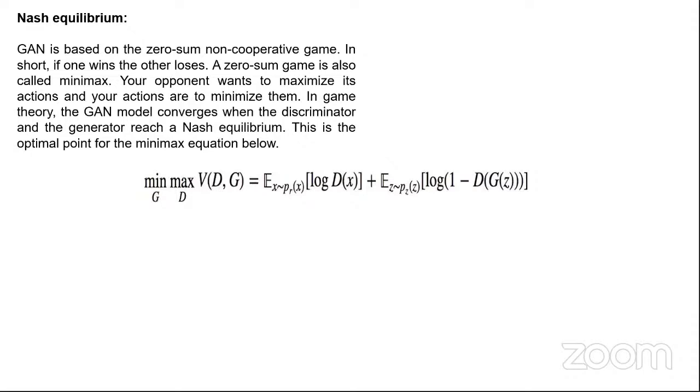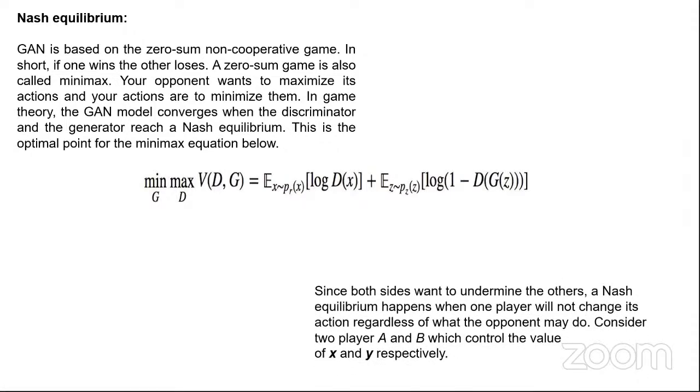In game theory, the GAN model converges when the discriminator and the generator reach a Nash equilibrium. And that is an optimal point for the min-max equation below. Beyond that point, no further minimization or no further maximization is possible. Since both sides want to undermine the other, Nash equilibrium happens when one player will not change its action, regardless of what the opponent may do.